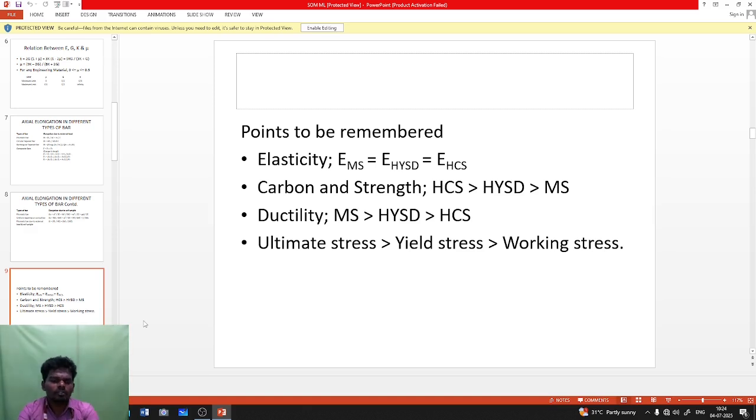The points to be remembered from the previous topics: elasticity, E of MS is equal to E of HYSD and is equal to E of HCS. MS is mild steel, HYSD is high yield strength deformed steel, and HCS is high carbon steel. For carbon and strength, HCS is greater than HYSD, which is greater than MS. For ductility, the decreasing order is MS, HYSD and HCS. And ultimate stress is greater than yield stress, which is greater than working stress.